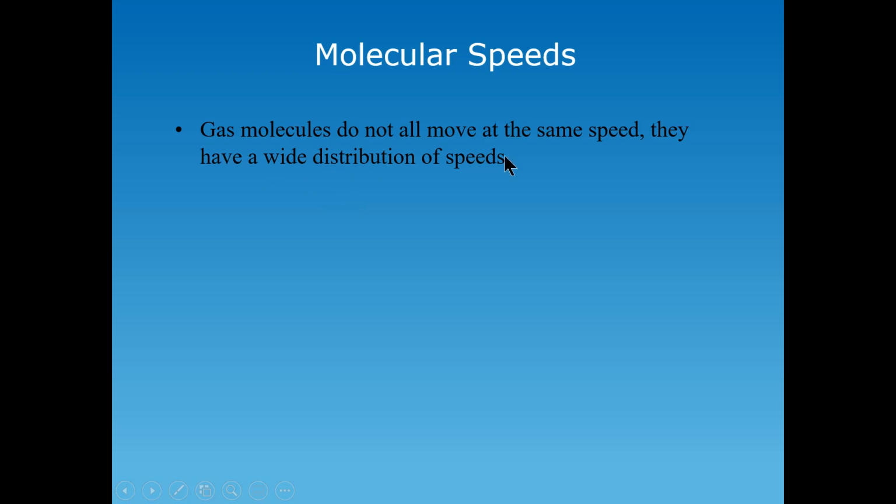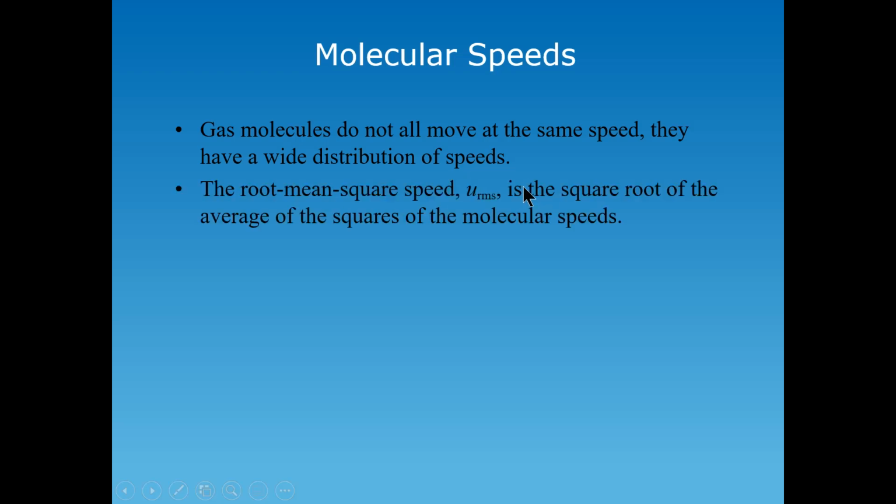not all of them will move at the same speed, right? There'll be a wide distribution of values when it comes to the speeds of the different molecules. So some will move at a slower speed, others will move at a higher speed, and there'll be some that will be somewhere in between in terms of the speed.